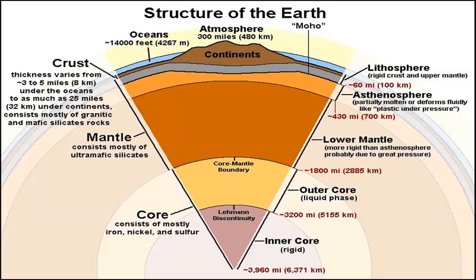Now, there's also a lower mantle, which is more rigid than the asthenosphere, probably due to pressure. The outer core is a liquid phase. And then we also refer to the inner core as the inner core. So not much change between mantle, inner core, and outer core. But crust and upper mantle do get divided into asthenosphere and lithosphere because of the way that they interact physically, their physical characteristics. So let's go ahead and summarize.